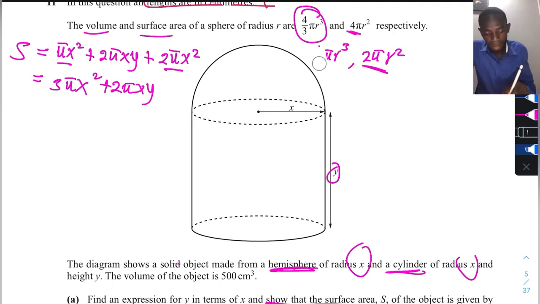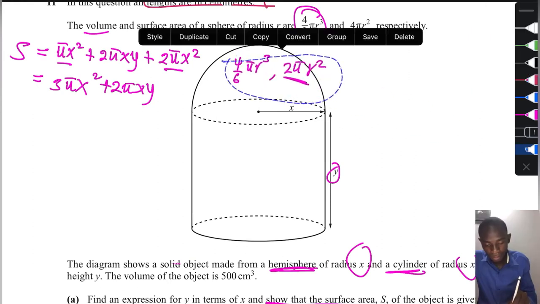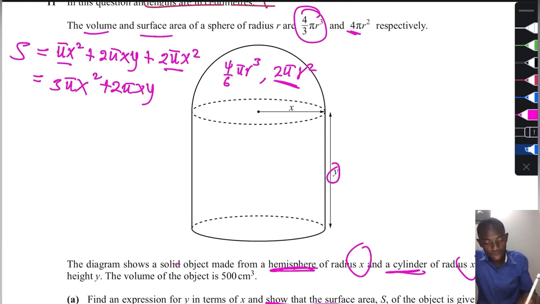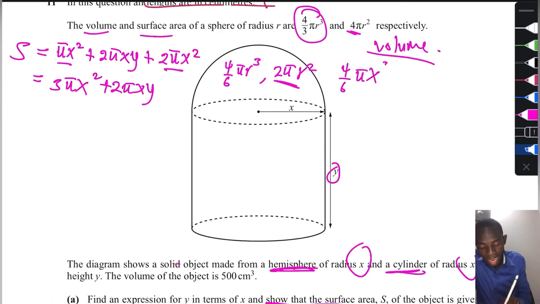Let me clean this. Do I have to? No. Let me just keep it, because we would definitely use it again. So let me maybe put it here. Yeah. So now let's go and work with the volume. The volume would be the volume of a cylinder plus the volume of a hemisphere, not a sphere. For the volume of a hemisphere, that will be 4 on 6 pi r cube, but we are going to use x cube, because the radius is x.